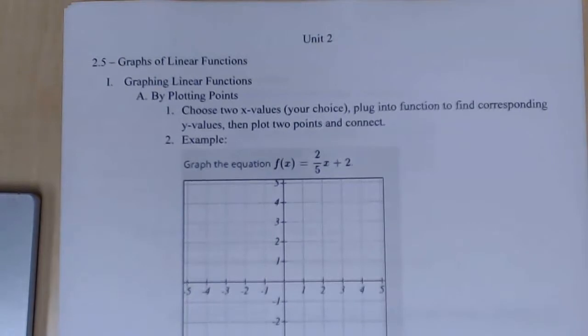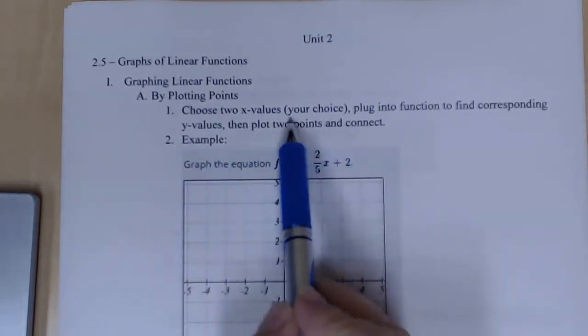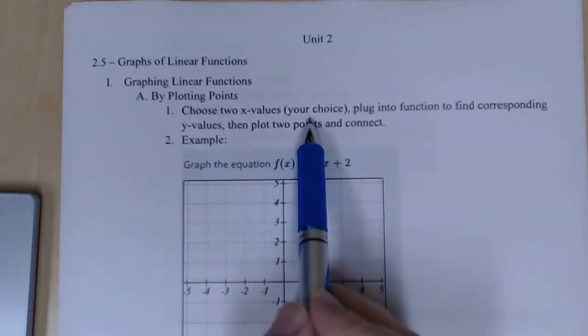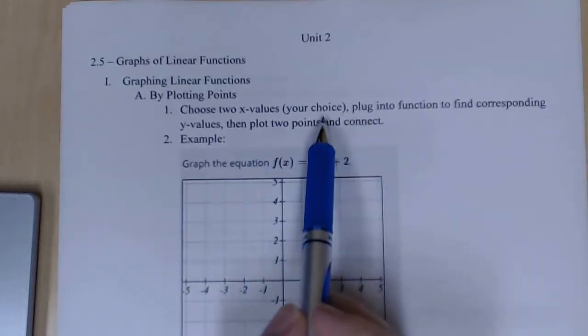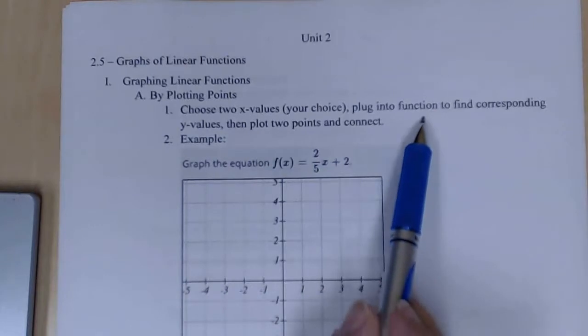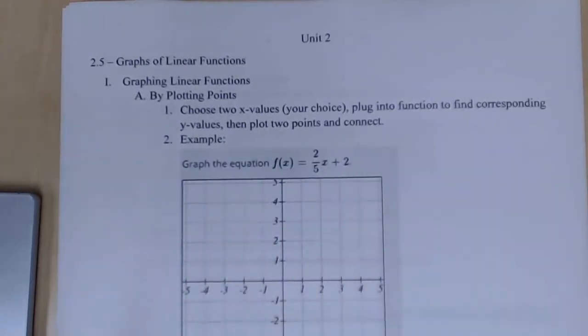So part 1, I want to look at graphing linear functions. That's what the whole section's about. So for the first part, I want to look at plotting points. And so it says, just kind of a process for your instructions. You want to choose two values, your choice. Pick nice numbers though. Like I wouldn't pick crazy numbers that are off your graph. I wouldn't pick crazy fractions. Pick two values, plug them into your function to find corresponding y values, and then plot those 2 points to connect. We are talking about linear functions, so they are straight lines, so 2 points are all I need.